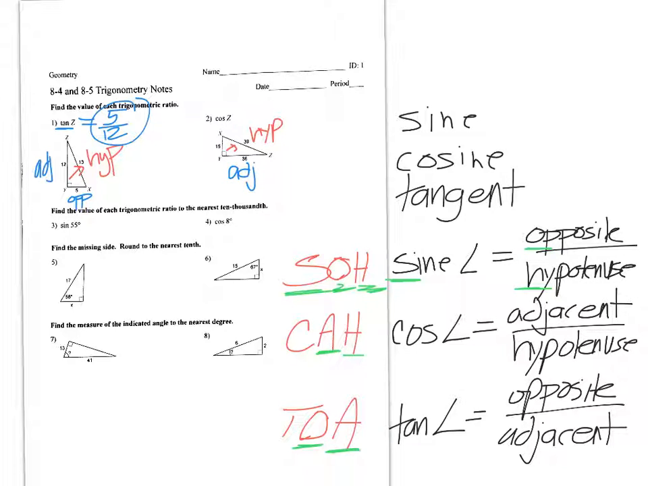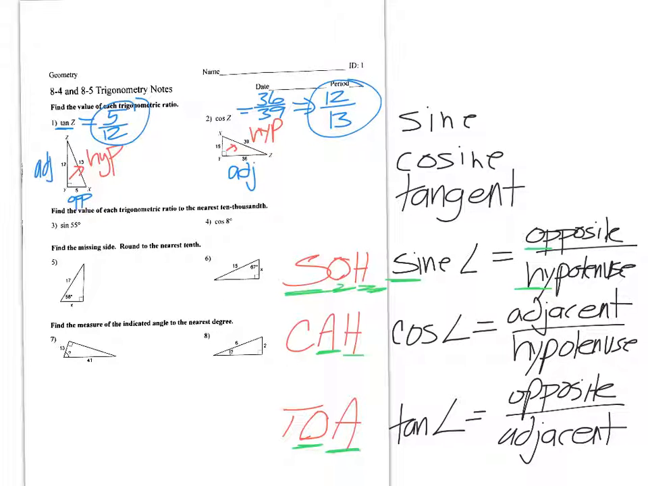Now we write our ratio. That would be adjacent over hypotenuse, 36 over 39. Now, one thing you should learn to do is reduce. So 3 goes into 36 12 times, 3 goes into 39 13 times, and that would be our ratio, reduced or simplified.